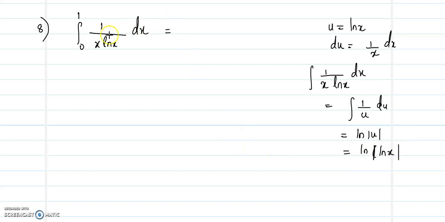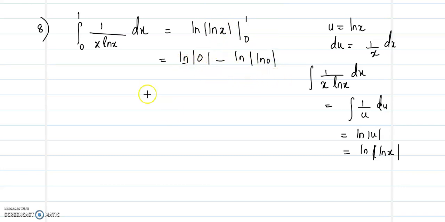So the antiderivative is log of mod log x from 0 to 1. That will be log of log 1, which is 0, minus log of log 0. We know that log 0 is not defined. Therefore this is not defined, and in this case the integral will be divergent.